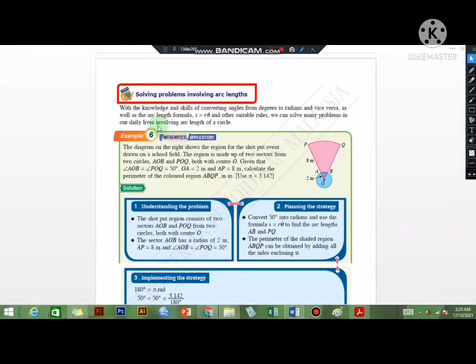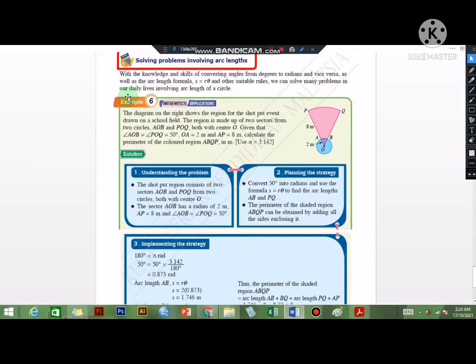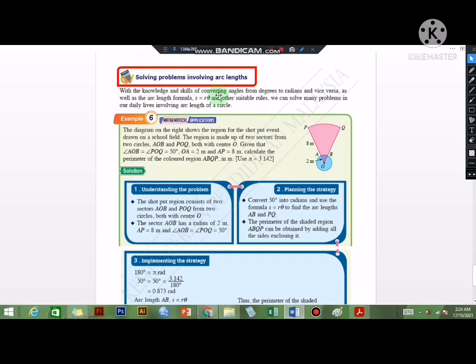Okay class, let's continue with our next and final learning objective, which is problem solving involving arc length. With the knowledge and skill of converting angle from degree to radian and vice versa, as well as the arc length formula, S equals R theta, and other suitable rules, we can solve many problems in our daily life involving the arc length of a circle.